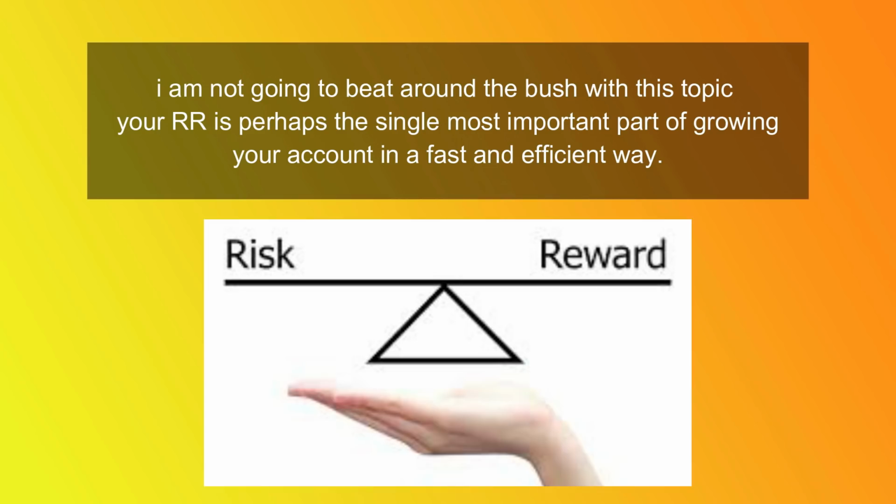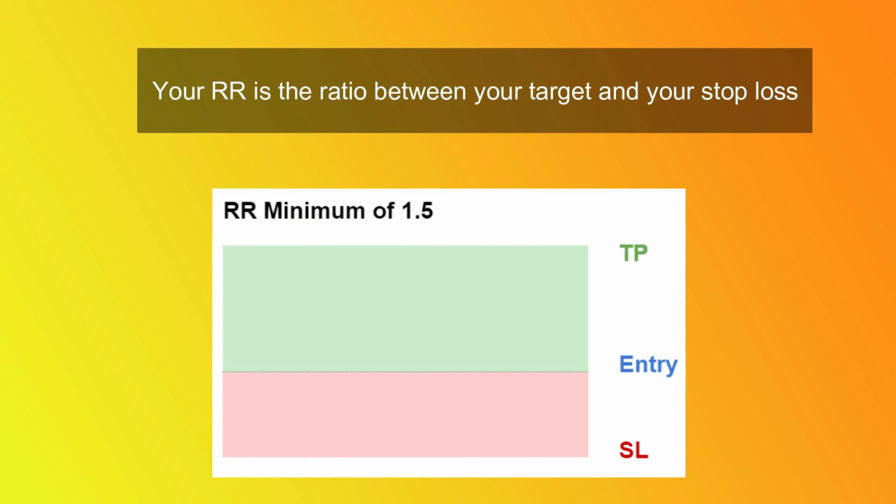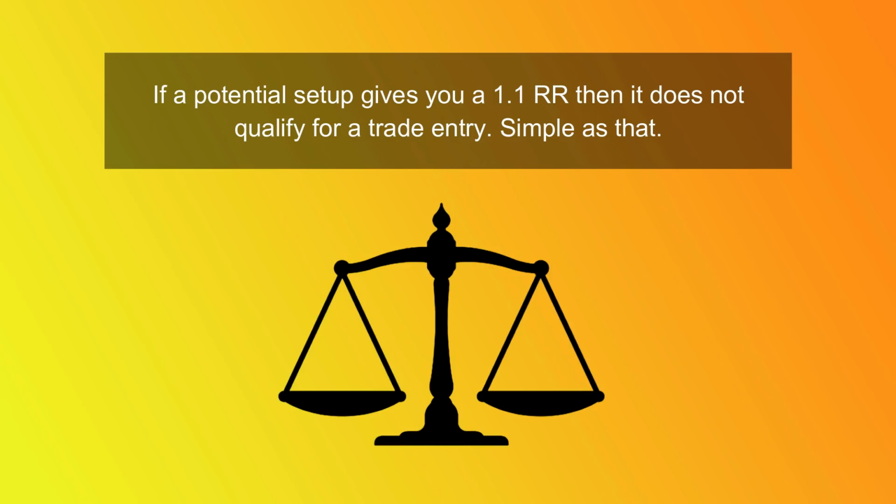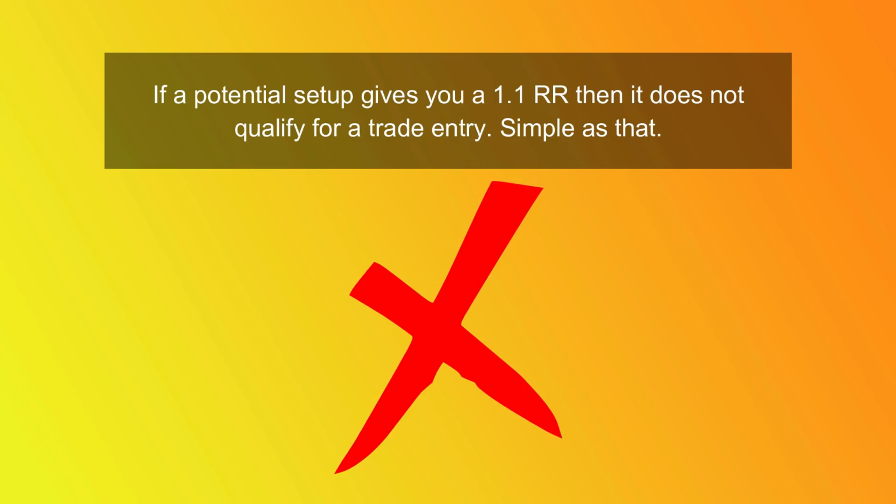Your risk to reward is perhaps the single most important part of growing your account in a fast and efficient way. Your risk to reward is the ratio between your target and your stop loss. I recommend a minimum risk to reward of 1.5 because your take profit target must be bigger than your stop loss target in order for you to maximize your profits. If a potential setup gives you 1.1 risk to reward, then it does not qualify for a trade entry.